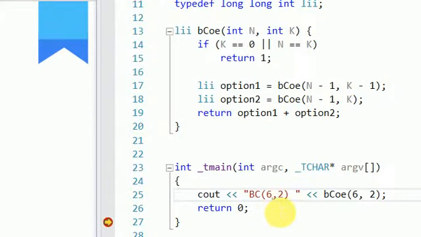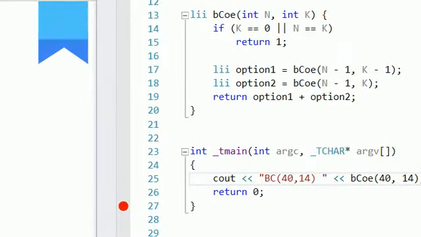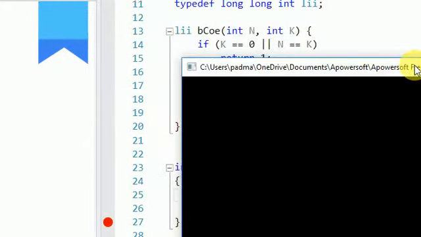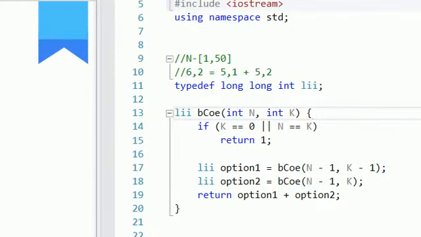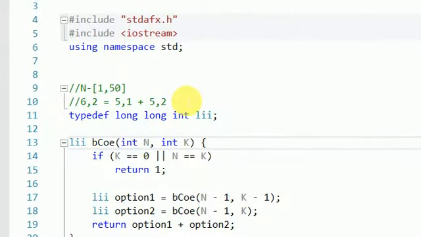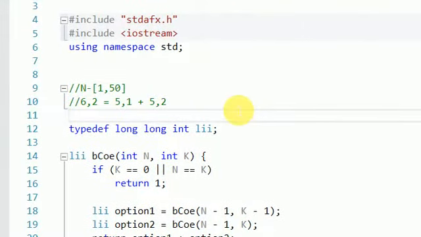Now let me give the binomial coefficient of 40 comma 14. As we already know, whenever we keep increasing the n value, it will take exponential time to deliver the results because of overlapping subproblems. It keeps on solving the same thing again and again. We didn't get the answer yet. So to solve this issue, we have to use a caching technique.